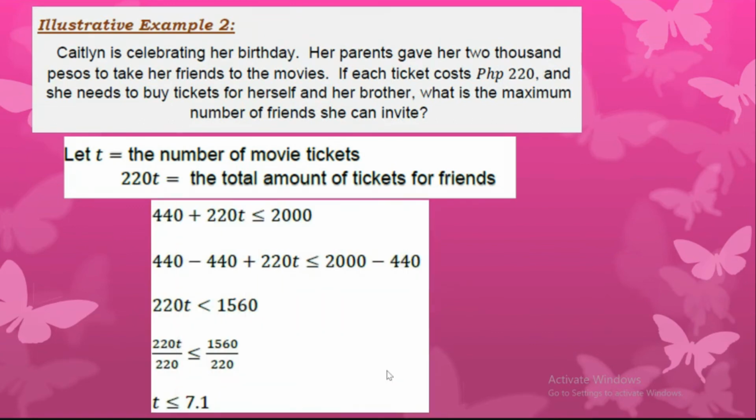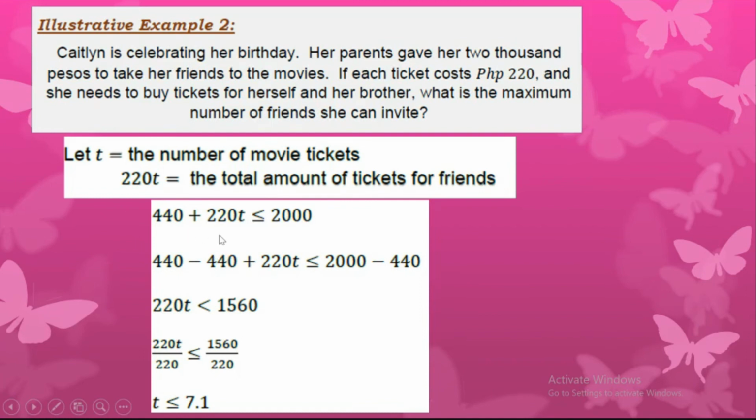So for the inequality, we have 440 plus 220T is less than or equal to 2,000. So it must not exceed the amount given by her parents. We add 440 because this is for the tickets for Caitlin and her brother. This 220T is only for the tickets for the friends of Caitlin.